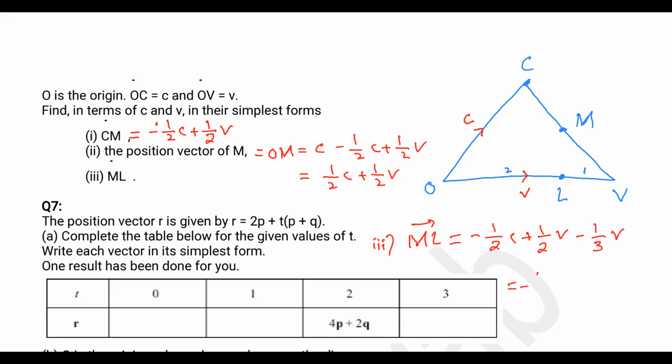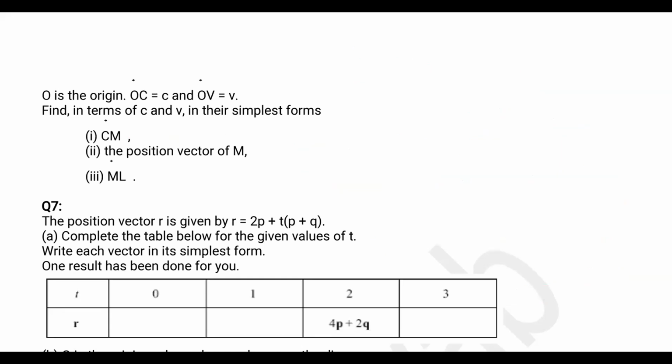Now you need to further simplify. Take the LCM of 2 and 3 and simplify. 1/2 minus 1/3. The LCM is 6, so 3 minus 2, 1/6. So that is 1/6 V. This is the vector ML. The path followed is MV to VL, -1/2 C plus 1/6 V. Is that clear? Any question? Okay, next question.